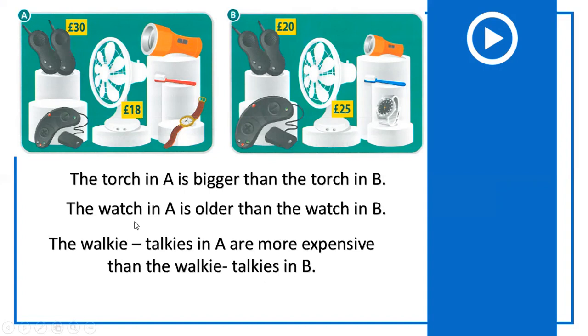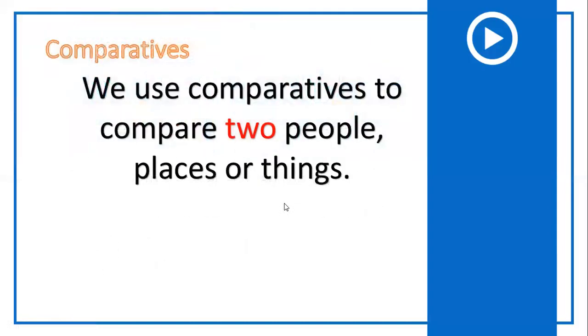So what did I do, students? How many items each time did I compare? 1 and 2, 2 torches, then 2 watches, and then 2 walkie-talkies. Yes. Students, we use comparatives to compare two people, two places, two things. For example, two people, my mother and my aunt, or places, school and house, or things, 2 torches, or 2 walkie-talkies, or something different.